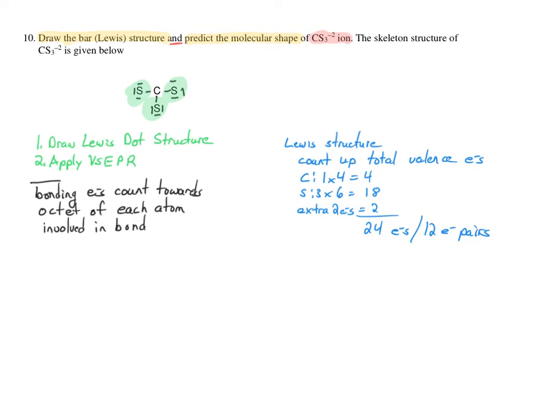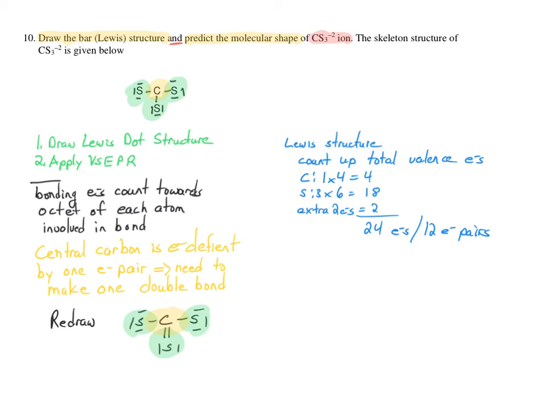When we look at our center atom, we see that our center atom is electron deficient. It only has 3 electron pairs. Therefore, we're going to need to make one double bond. What this does for us is that it allows an extra pair of electrons to do double duty.